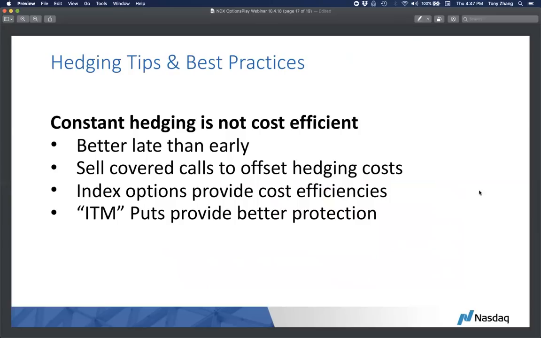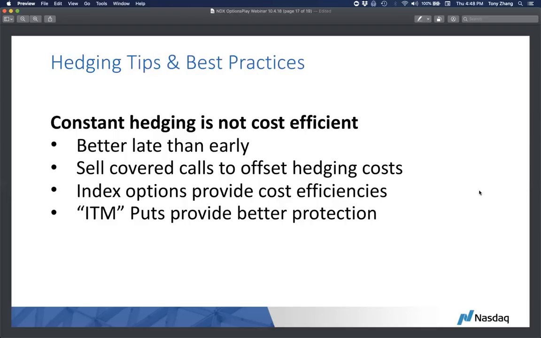So before we move on to OptionsPlay, just very quickly, I want to talk a little bit about best practices and tips for hedging. So we've talked about what a portfolio hedge is, how to go about doing it, and what are the different things that you need to decide in order to enter a hedge. Now I just want to talk about some best practices and tips, so that for those of you that are brand new to this, it hopefully helps you get into these trades a little easier.